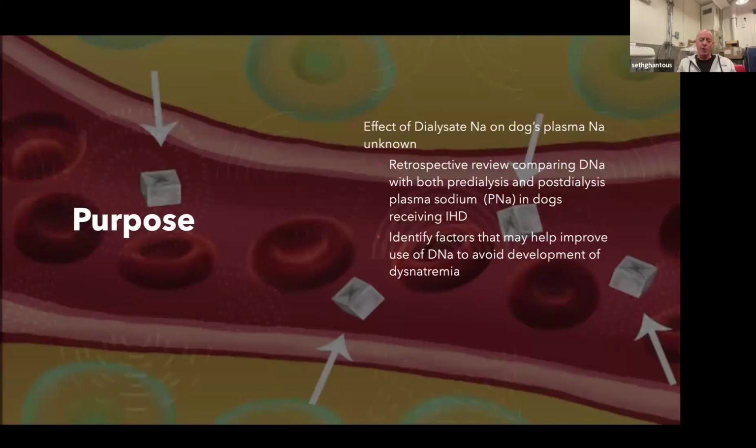Before this paper was published, the effect of the dialysate sodium on a dog's plasma sodium was unknown. So the purpose of this study was a retrospective review comparing the dialysate sodium with both the pre-dialysis and post-dialysis plasma sodium in dogs receiving intermittent hemodialysis. A secondary objective was to identify factors that may help improve the use of the dialysate sodium to avoid development of dysnatremias secondary to our therapies.